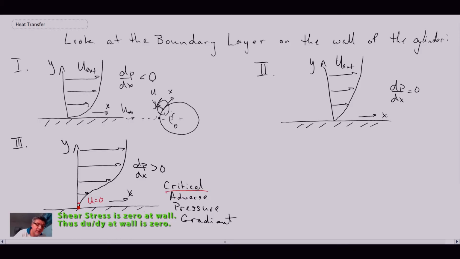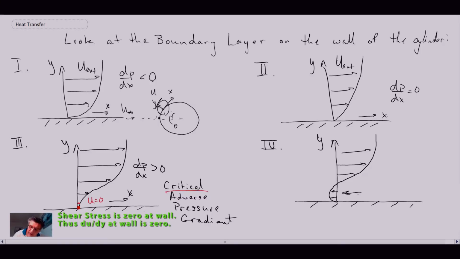If we go a little bit further downstream, we have a scenario like this, and we actually have backflow along the wall. And when you get that backflow, that is when you have a separated boundary layer. You can see it in the flow viz in the first segment. You can see what looked like the boundary layer lifting off the wall, and that is when this is taking place. And so that would be separated flow.